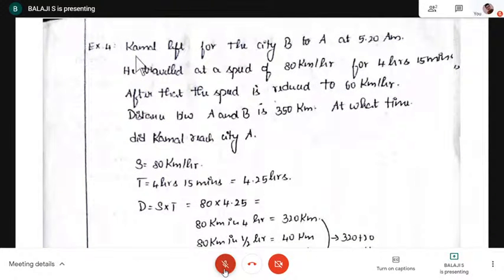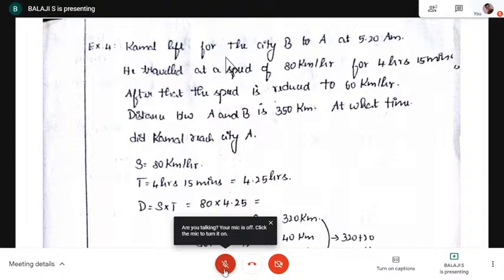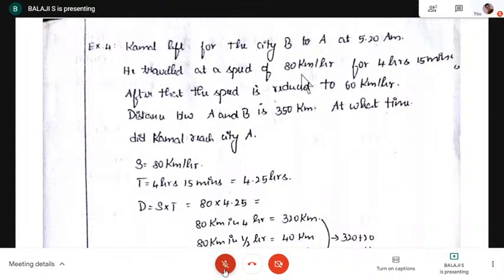This is a very interesting question. Kamal left city B for A at 5:20 a.m. He traveled at a speed of 80 km per hour for 4 hours 15 minutes. After that, the speed is reduced to 60 km per hour. The distance between A and B is 350 km. At what time did Kamal reach city A?